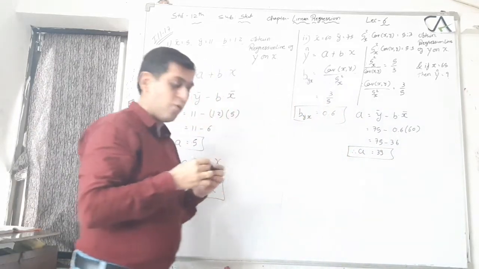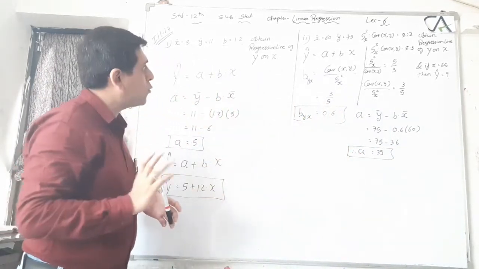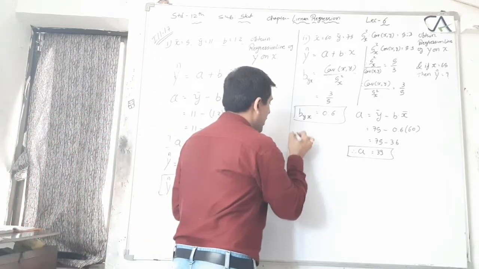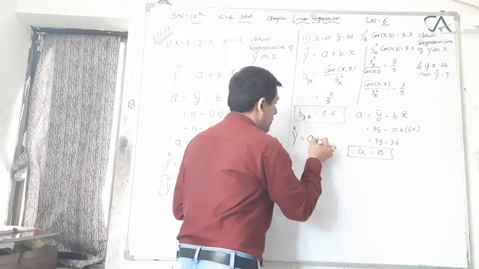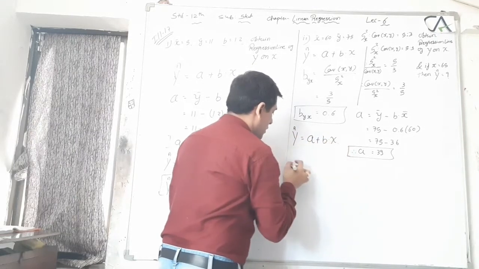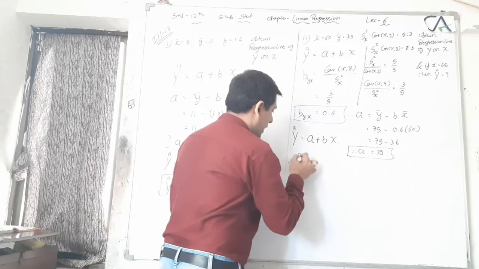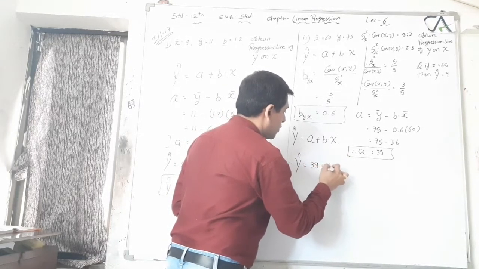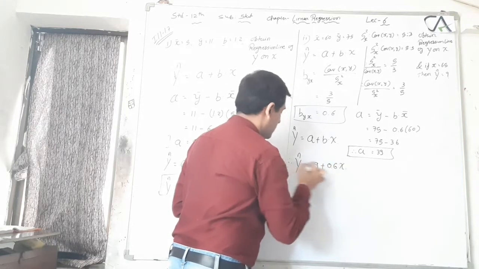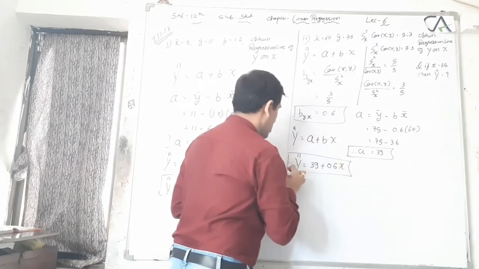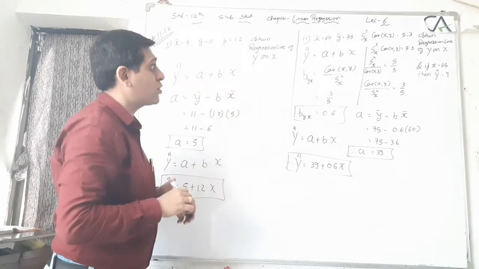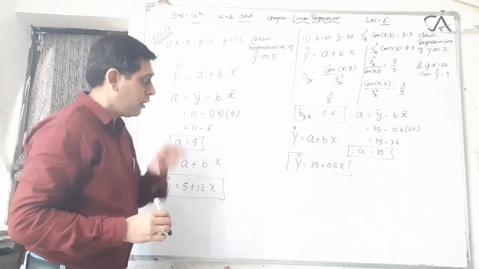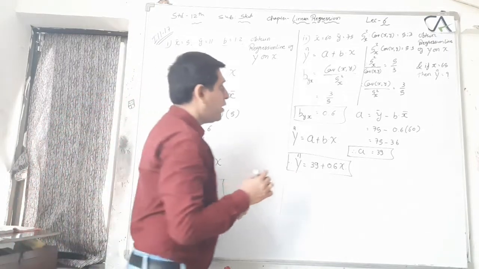Now we have found both the values a and b y on x. Now put them into the regression line of y on x. What is your y on x? Y cap is equal to a plus bx. Here therefore y cap is equal to, a is equal to what? 39. b is equal to 0.6x. This is the first answer of your question. Obtain the regression line of y on x. This is the regression line of y on x.